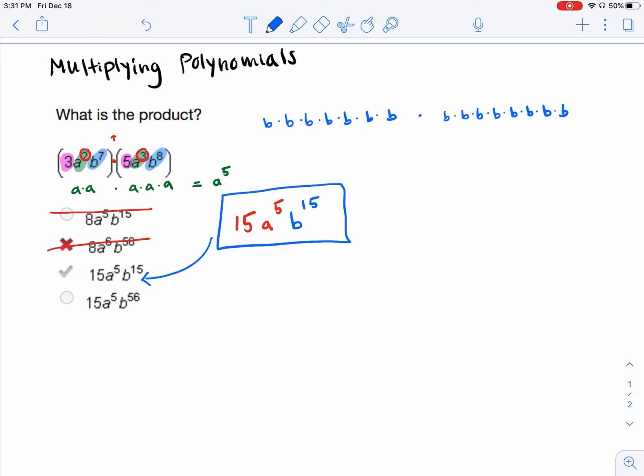So you'll notice there's an answer 56. They were hoping that we would make a mistake. They were hoping that we would do 7 times 8, right, and get 56. But if we write it all out, we're not multiplying, we're adding the exponents. That's why we have a total of 15. So that's the first example.